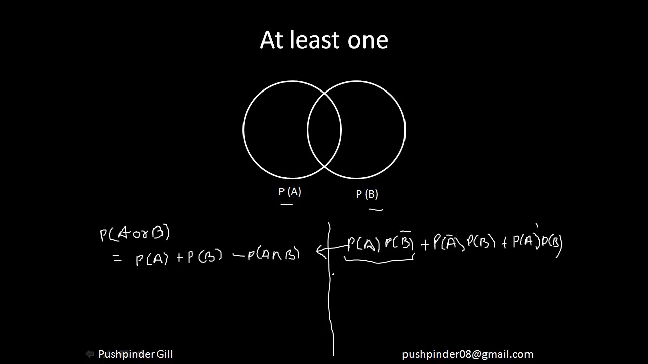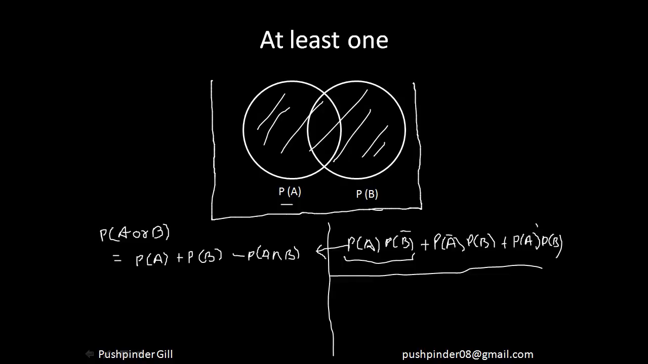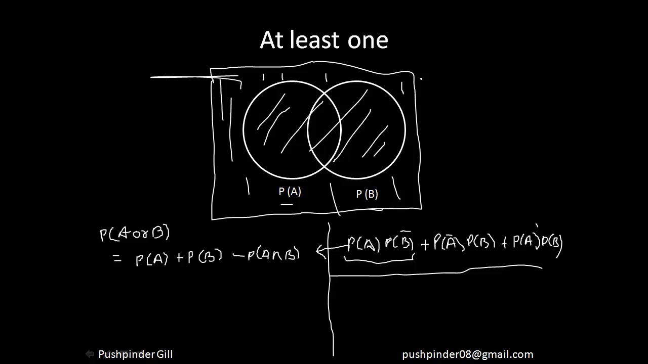Now let me tell you one smart way of calculating at least one. So what does at least one mean? At least one means this whole area. This whole area is at least one, and this is one complete universe. What if I calculate the probability of either of the events not happening, that both of them do not happen? So that will give me this complete universe. And if I subtract one from them, that means either at least one of them happens or both of them don't happen. This is the scenario here. So I can calculate it by 1 minus the probability of event A not happening and the probability of event B not happening. So this is an even smarter way to do that.